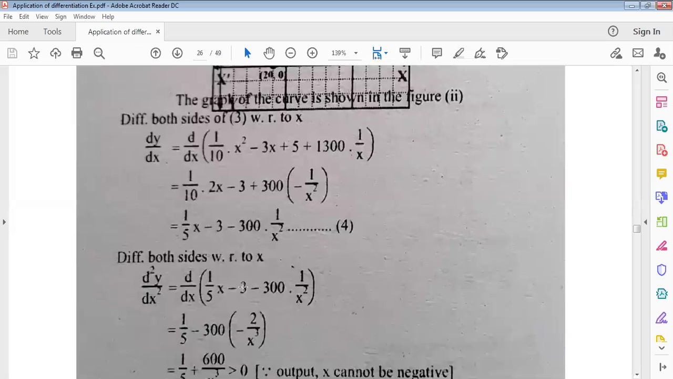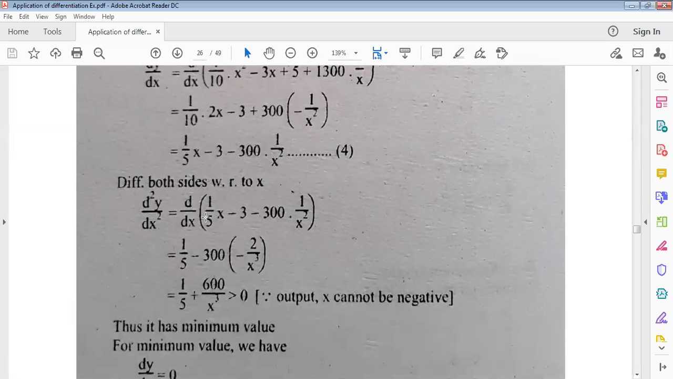Again, for the second derivative, we take d/dx on both sides of 4. d square y by dx square, d/dx of this. Now 1 by 5 minus 300 into minus 2 by x cube. 1 by x square formula gives minus 2 by x cube. Take this as x to the power n formula. That means d/dx of x to the power minus 2. X to the n formula, what will be? Minus 2 into x to the power minus 2 minus 1. This is why minus 2 divided by x cube.